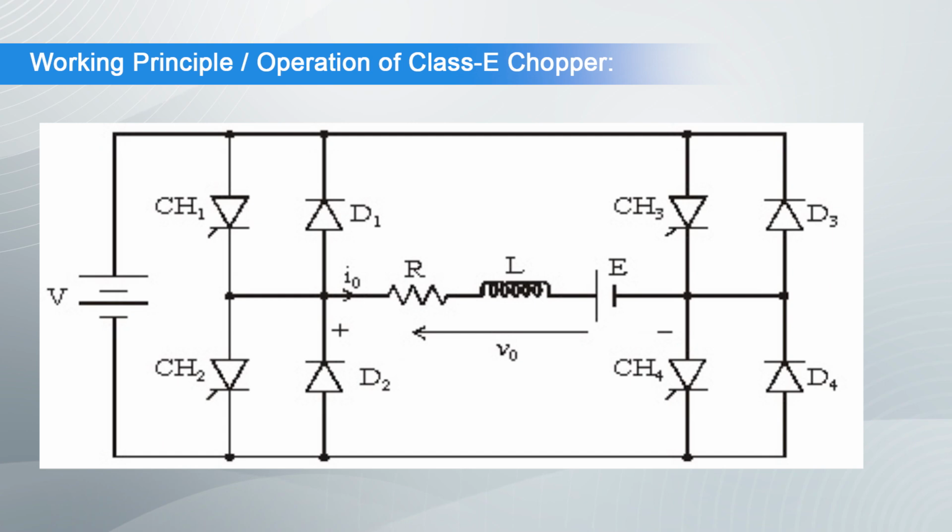The circuit of a 4 quadrant chopper basically consists of 4 semiconductor switches CH1 to CH4 and 4 diodes D1 to D4. The 4 diodes are connected in anti-parallel. The circuit diagram of this type of chopper configuration is shown in the figure. This circuit consists of 4 choppers, 4 diodes and a separately excited DC motor.